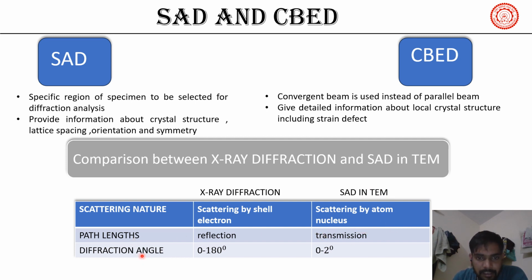In comparison of diffraction angle, in X-ray diffraction the angle range is 0 to 180 degrees, and in the TEM it is 0 to 2 degrees. This is because in the TEM we get a parallel beam of electrons, so not much deviation is observed. That's why we get a minimal diffraction angle, while in X-ray diffraction we get a range of 0 to 180 degrees.